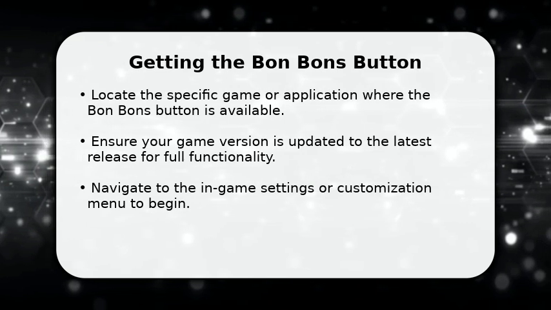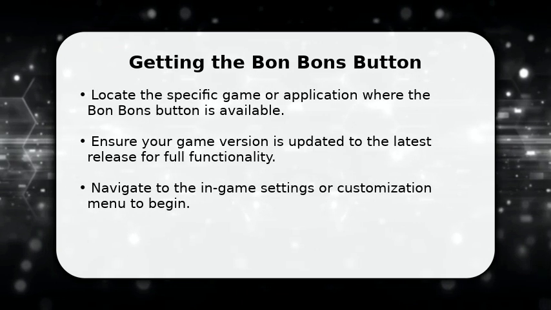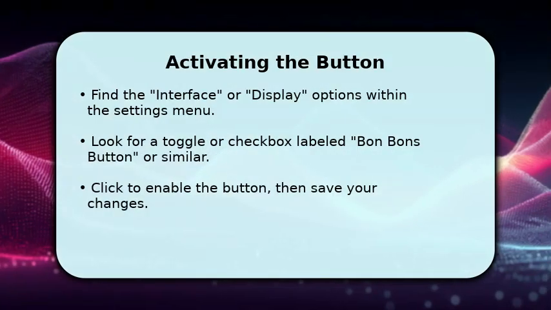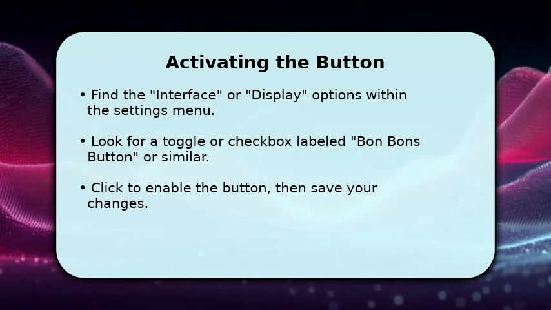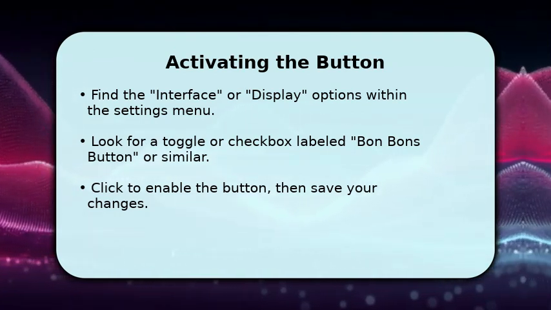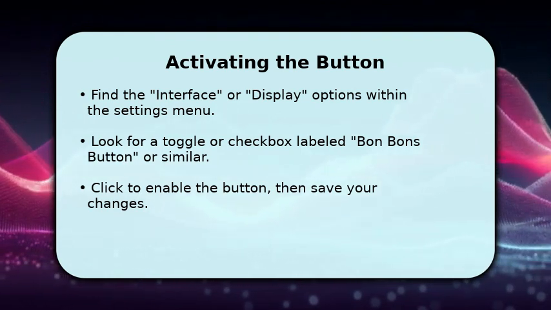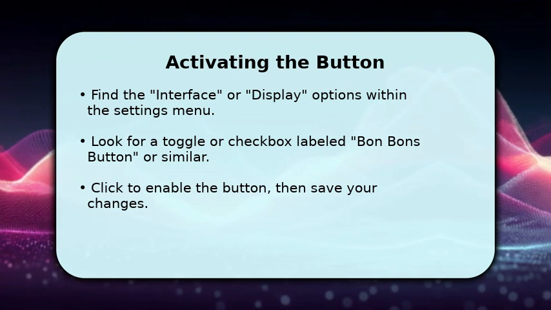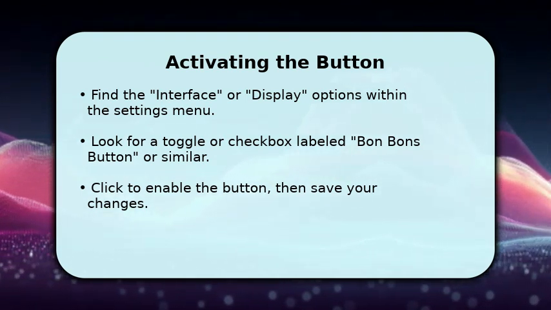This is where we'll find the option to enable or activate the button. It's a straightforward process. Once you're in the settings, look for sections like Interface or Display. These areas usually control how elements appear on your screen. Within these options, you should see a specific toggle or checkbox, often clearly labeled Bonbons button. Simply click to enable it.